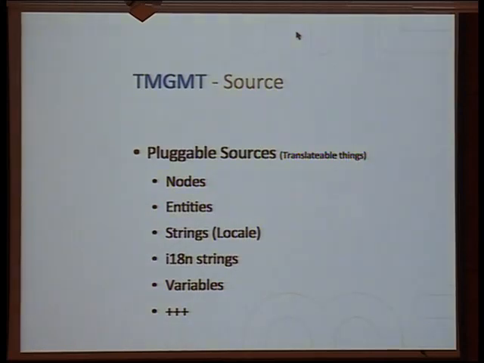This is the same list again. These are the sources we have implemented. So sources can be nodes, entities, i18n strings, for example, localization strings, and variables. Still the sources, yes, the variables are not integrated yet. But we can implement as many plugins as we want to find sources that can be packaged into a job.